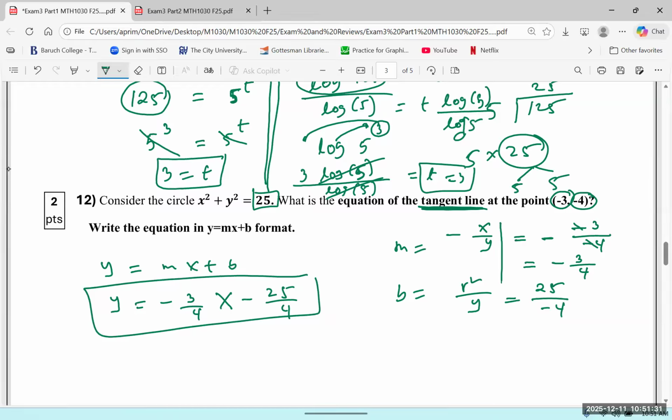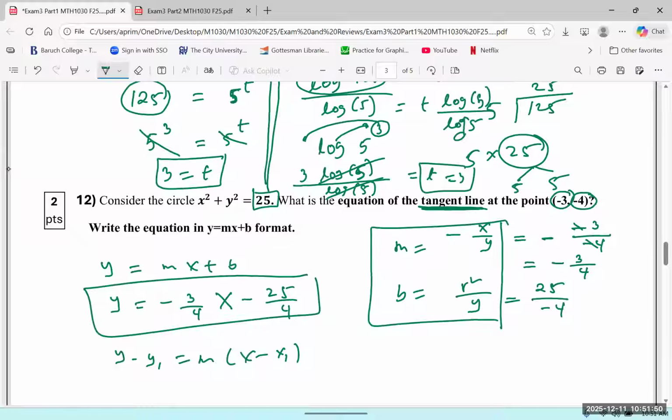So remember these 2 shortcuts. Remember, in the final exam, there is no partial credit. Here I gave you partial credit if you at least did y minus y1 equals slope times x minus x1. Any tangent line of a circle.